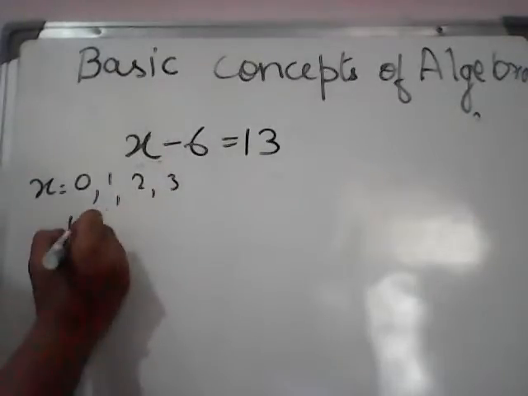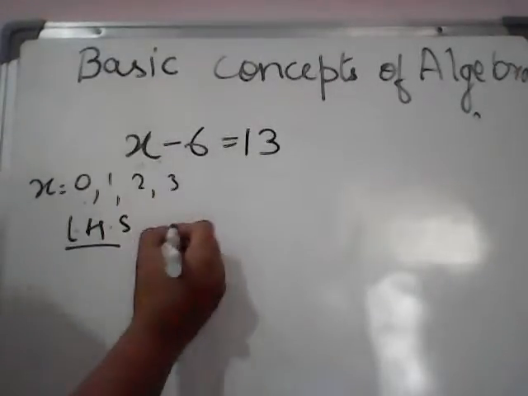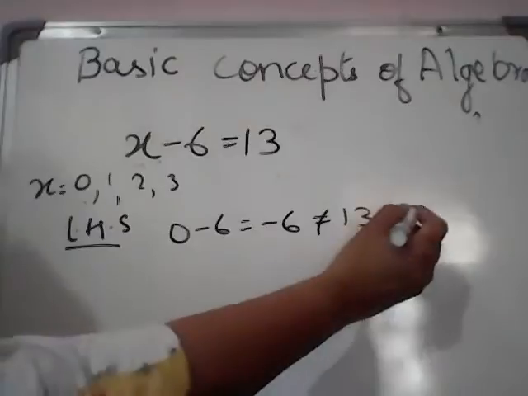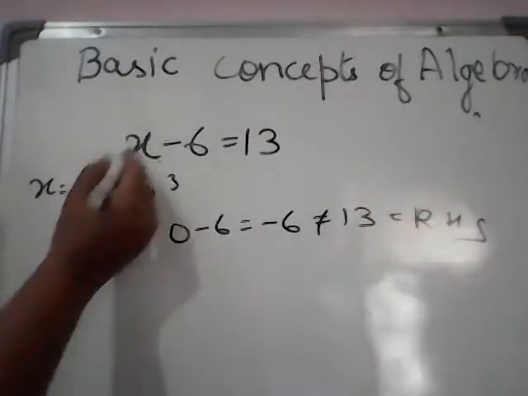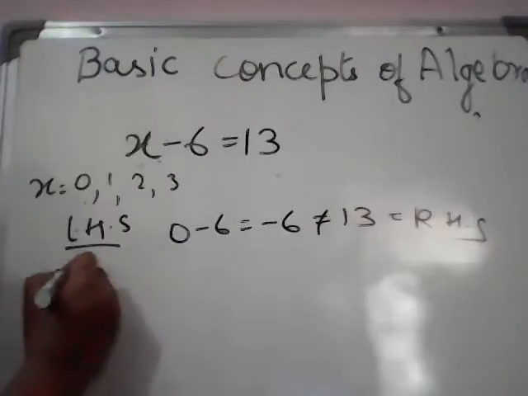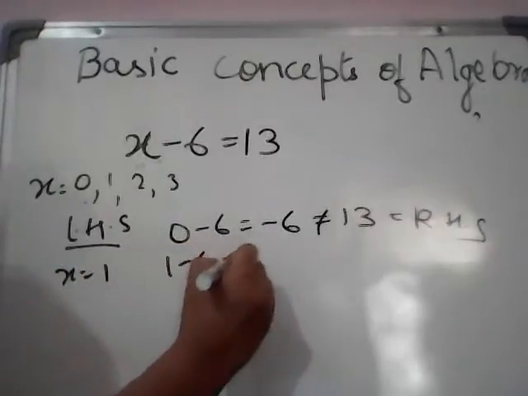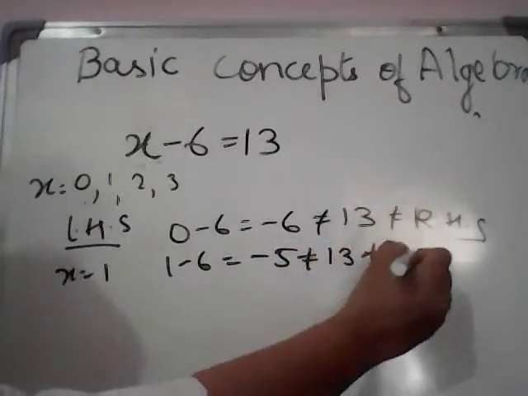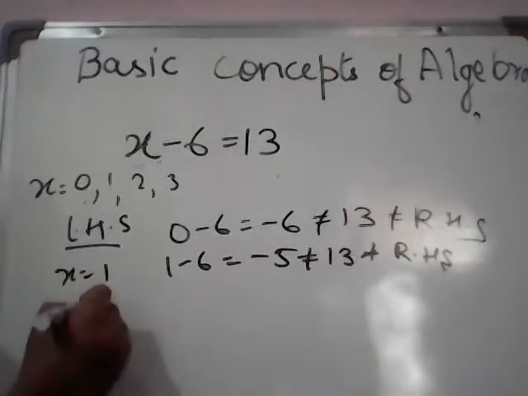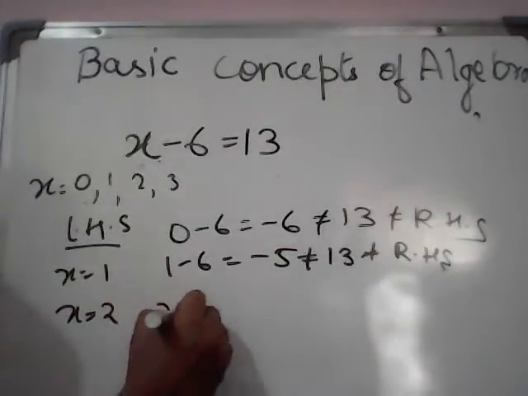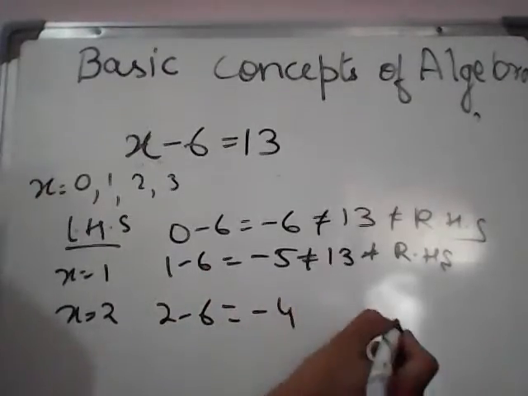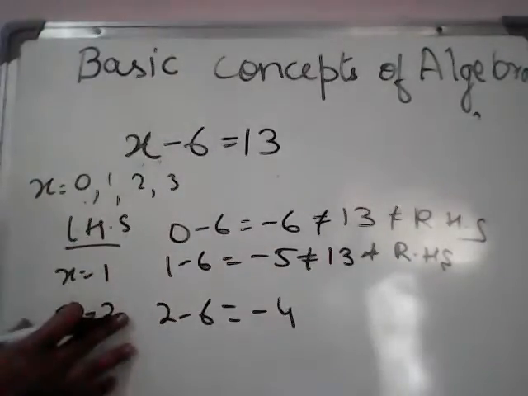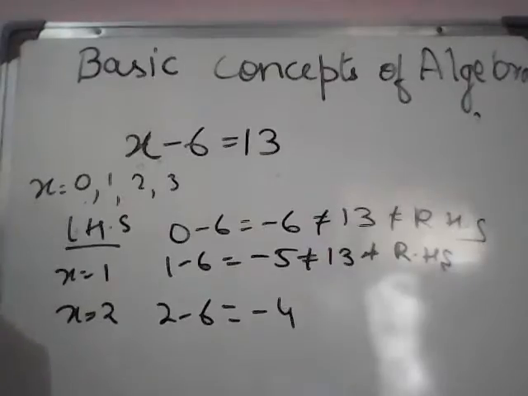Taking left hand side and putting x is equal to 0, 0 minus 6, the answer is minus 6, which is not equal to 13. So it is not equal to right hand side, so 0 is not the root. Again, we'll take x is equal to 1. 1 minus 6 is minus 5, again not equal to 13. Now taking 2, 2 minus 6 is equal to minus 4, which is again not equal. We'll keep on doing it till we get 13. This is finding a root by trial and error method. Okay?